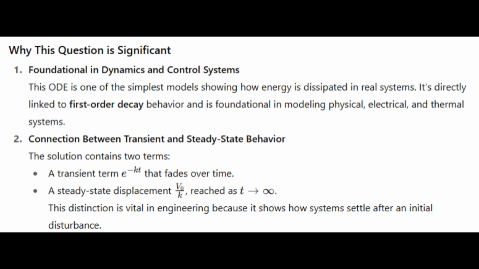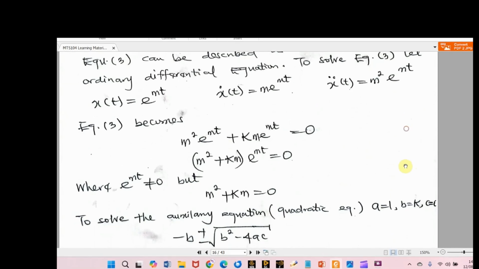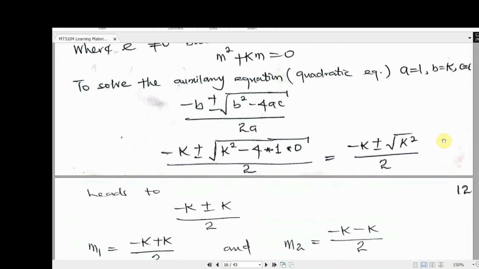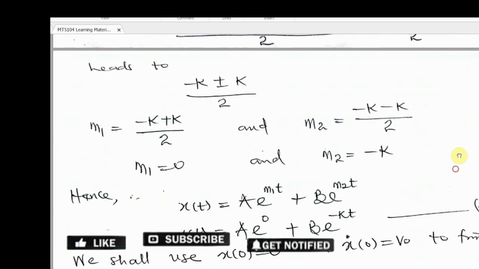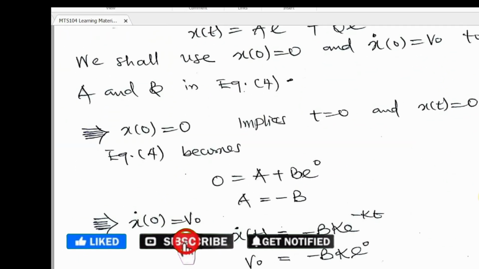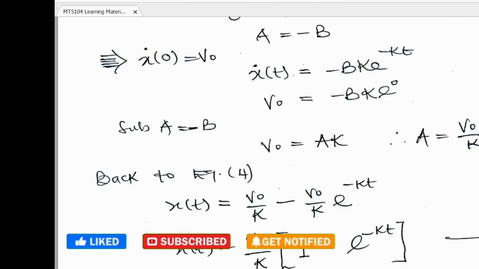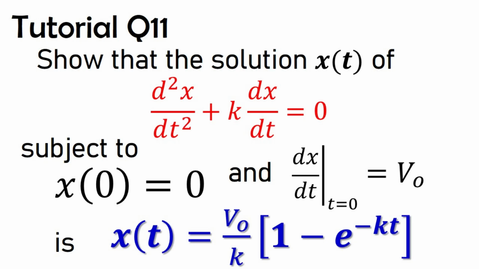2. Connection between transient and steady-state behavior. The solution contains two terms: a transient term, e^(−kt), that fades over time, and a steady-state displacement, v0/k, reached as t approaches infinity. This distinction is vital in engineering because it shows how systems settle after an initial disturbance.